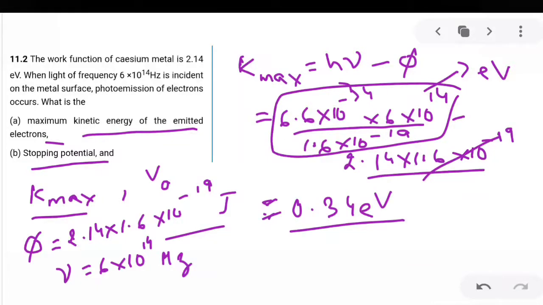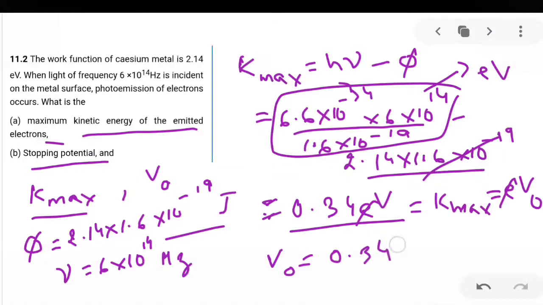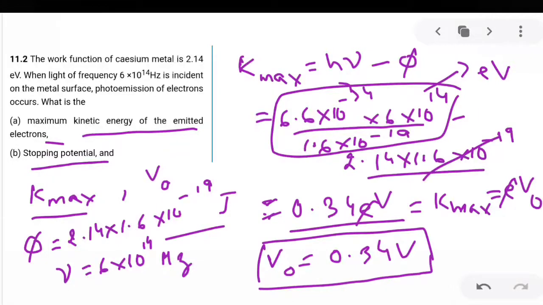Now what is the advantage of expressing the answer in electron volt? Because now we got K max, and K max is equal to e V naught. So the charge of the electron cancels on both sides, and we get the stopping potential V naught is equal to 0.34 volt. No calculation, direct answer. So this is the second part, part B, of the question.